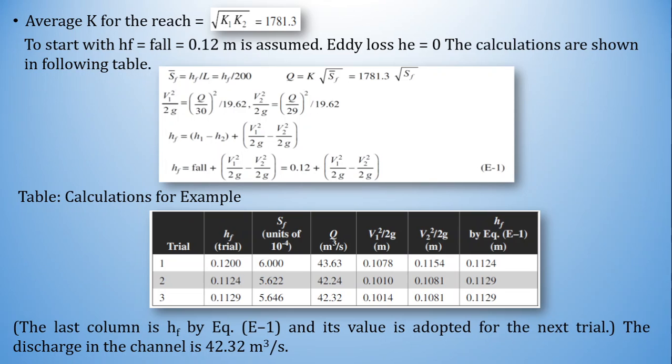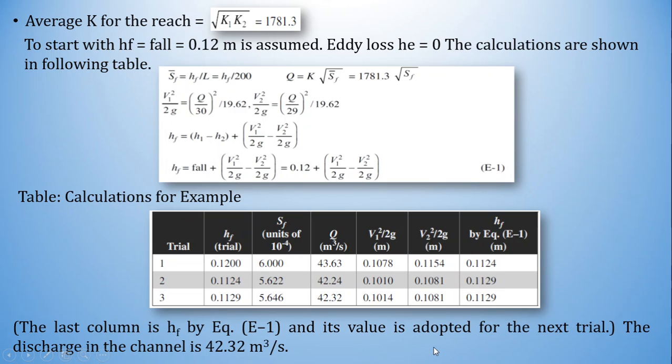If you go on iterating by different trials, you will come to know that the value of discharge stabilizes somewhere in trial 2 and 3, and here you can get the head loss due to friction as a constant value. So after third trial we stop the iteration, and the last column HF you can find out by this equation E1, and its value is adopted for the next trial every time. This HF for first calculation it is adopted for the second, it is adopted for the third.